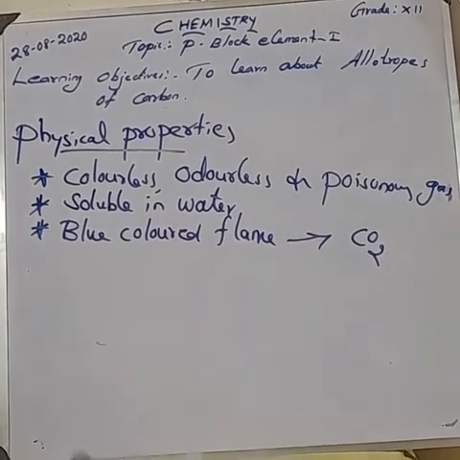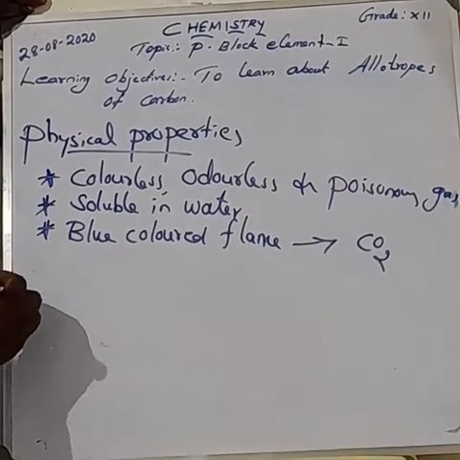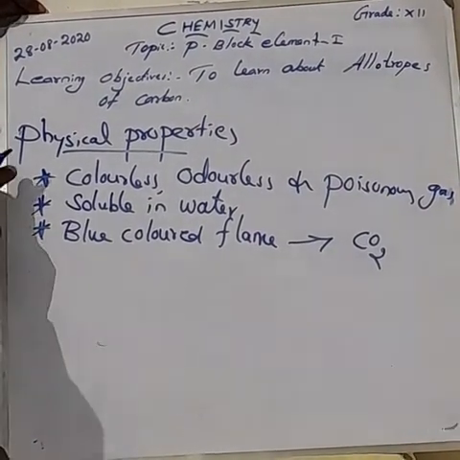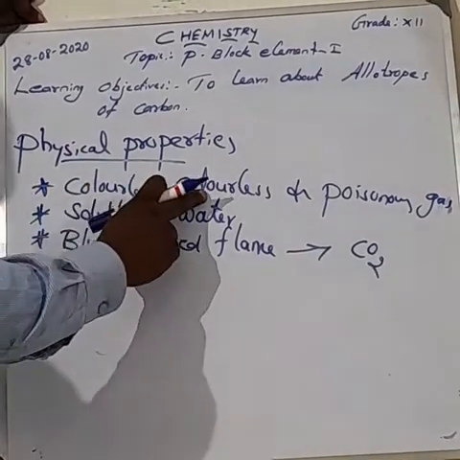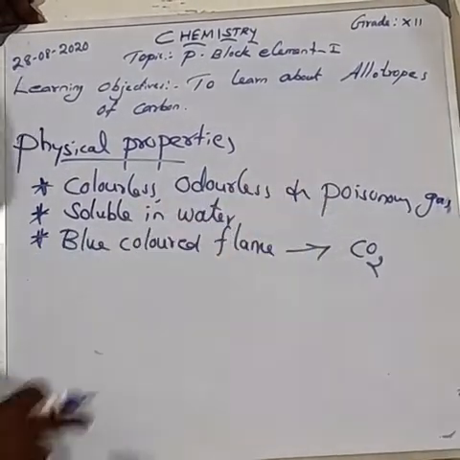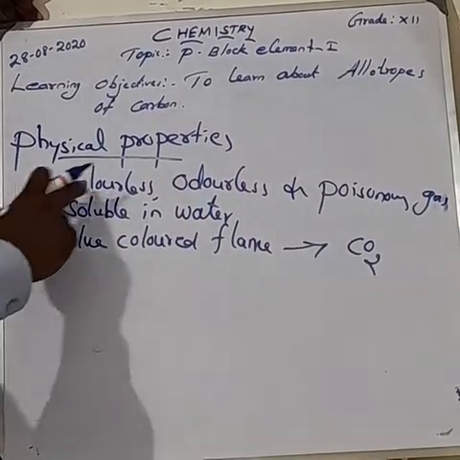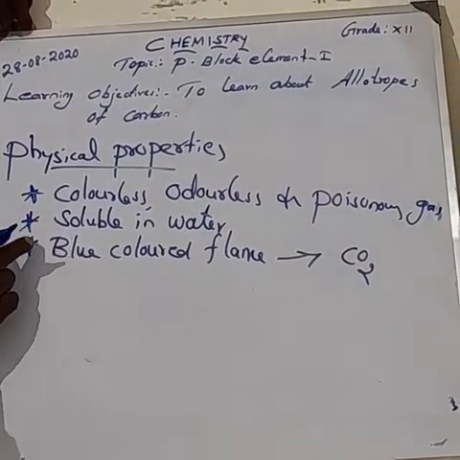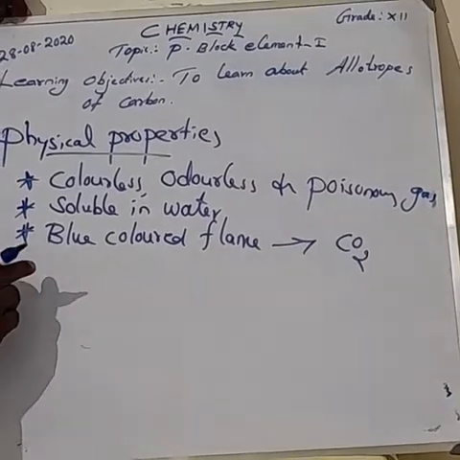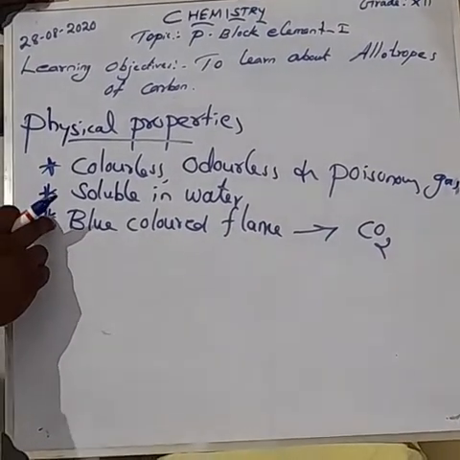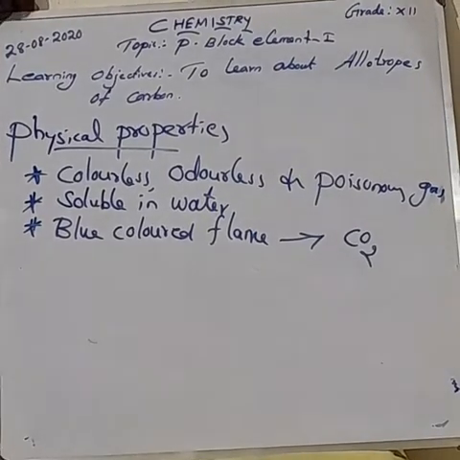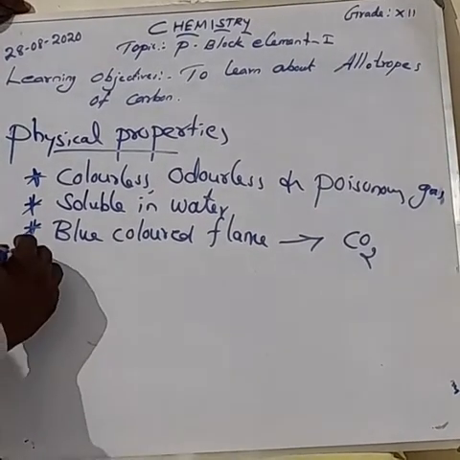Next, about the chemical properties. What can you say about the physical properties of carbon monoxide? It is a colorless, odorless and poisonous gas. Please say all of you. It is soluble in water. It burns in air to form a blue-colored flame that forms carbon dioxide.